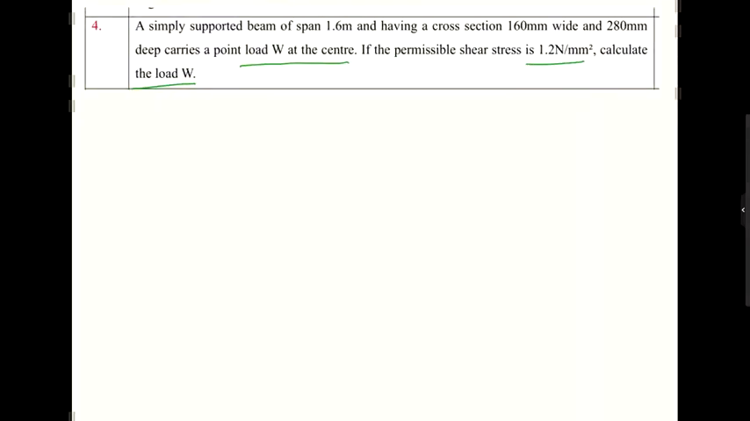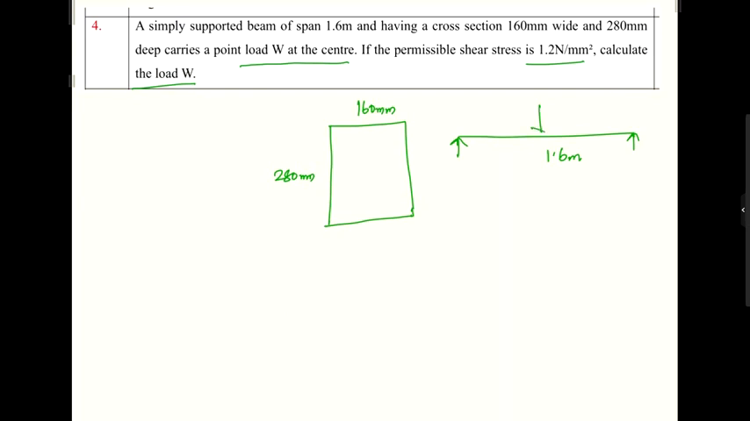Are you able to see this question now? So, I will draw this. There is a simply supported beam of span 1.6 meter having cross section 160 mm by 280 mm. There is a point load W at the center. If the permissible stress, that is the tau, is 1.2 Newton per mm square, the value for shear stress is given. Calculate the load which can be applied over here.